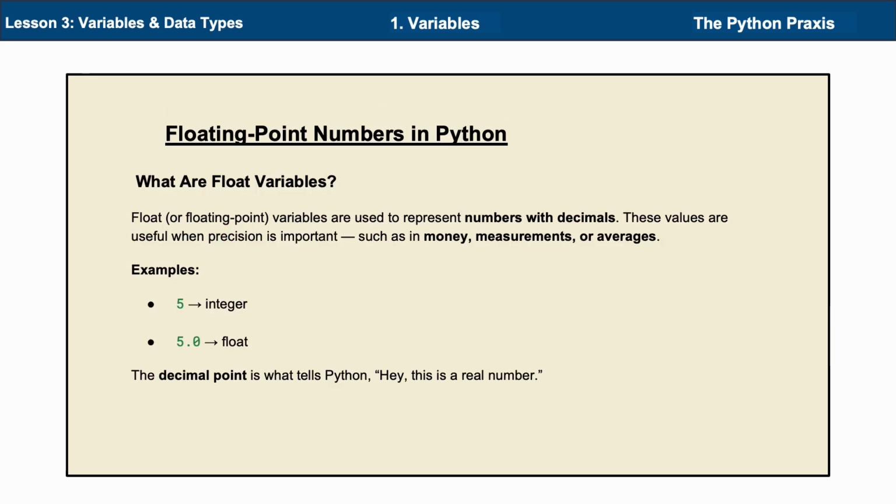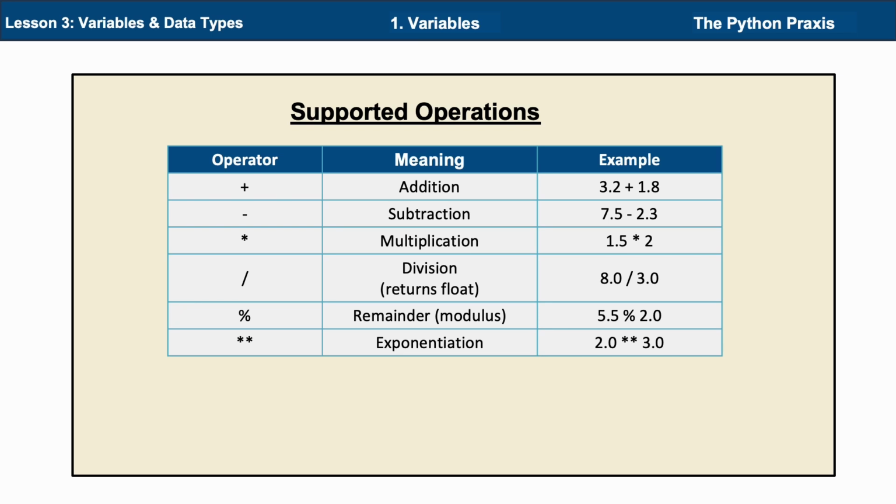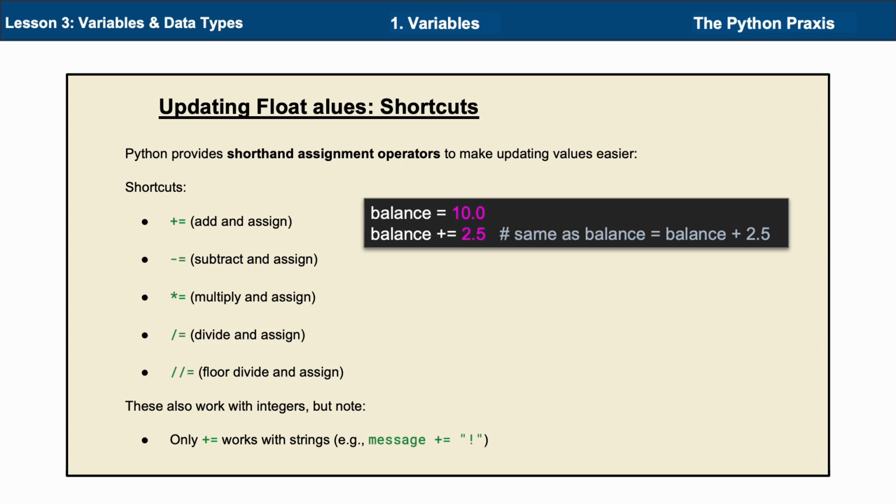Floats, or floating point numbers, are simply numbers with decimal points. We use floats whenever we need precise measurements, such as calculating money or scientific data. Notice the difference. 5 is an integer, while 5.0 is a float. The arithmetic we performed with integers works similarly with floats: addition, subtraction, multiplication, and more. The only difference is that the results are always floats, ensuring precision. Python gives us handy shortcuts for updating float values, like += to add quickly. For example, we have balance = 10.0, and then balance += 2.5, which is the same as balance = balance + 2.5. Simple and effective.